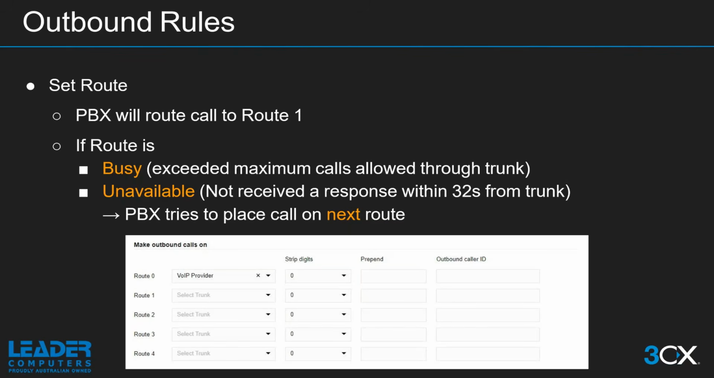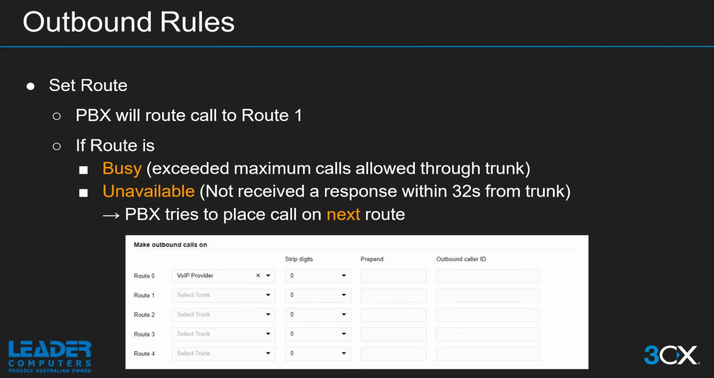So for example, when you try to make a call, it's going to send an INVITE to the provider or the other side. If the other side hasn't responded within the 32-second mark, which is the request timeout, and there is no response from the other side, it is not going to follow through the current route, and then it will try the next route. And yeah, the PBX tries to place the call on the next route, so that's how it works.